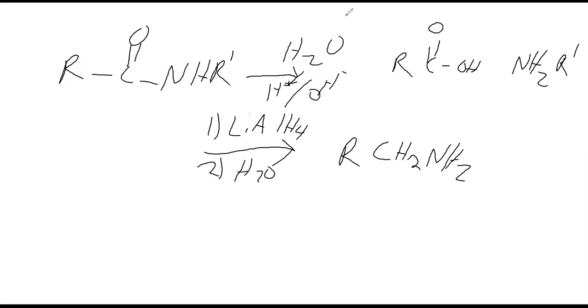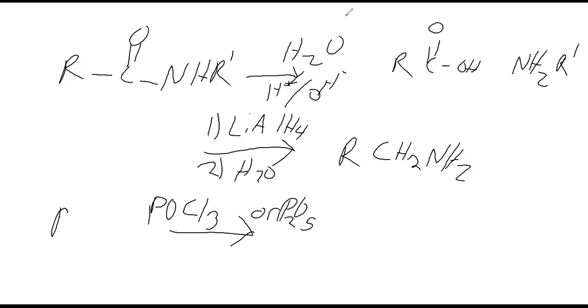And the only one that's really new that we didn't spend a lot of time on is a way to go from amide to nitrile, which is phosphorus oxide trichloride or diphosphorus pentoxide. Both of these are strong. Let's see.